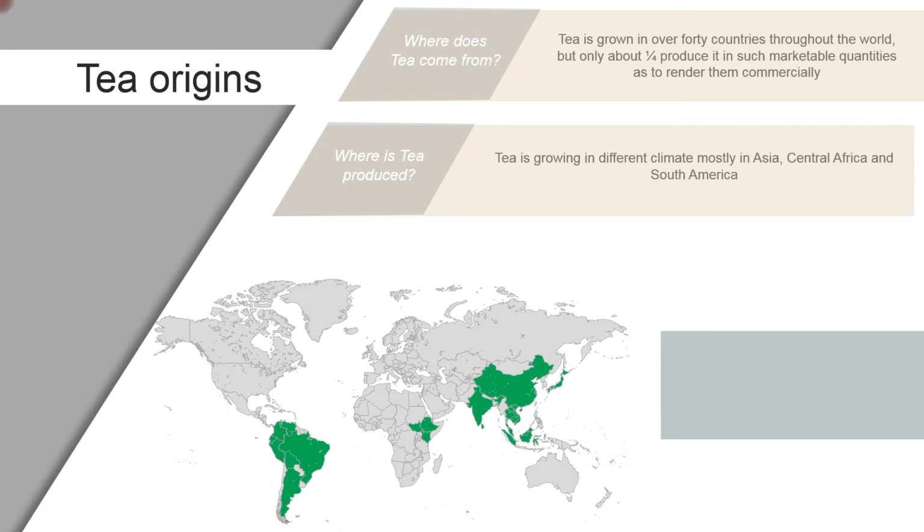What are the main countries producing tea? As you can see here, there are 5 major countries producing tea, which are China, India, Ethiopia, Brazil, and Argentina.